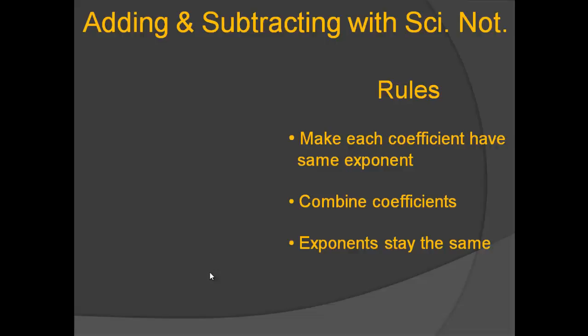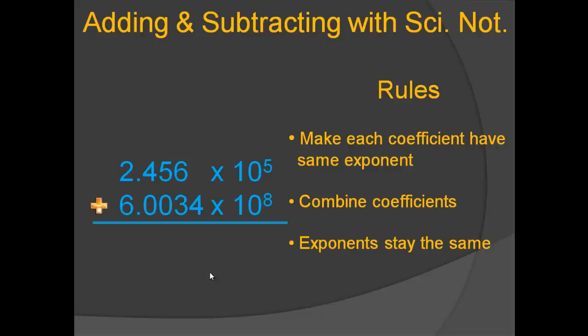When you're adding and subtracting numbers with scientific notation, you have to make each coefficient have the same exponent. You're going to have two numbers with two different exponents. It doesn't matter which one you put to look like the other one. They have to be the same. Then you combine the coefficients like normally, like if you're adding them. And then the exponents, when you're done combining the coefficients, stay the same.